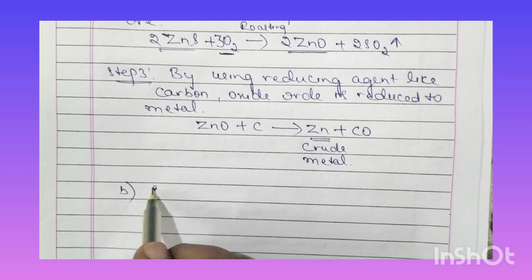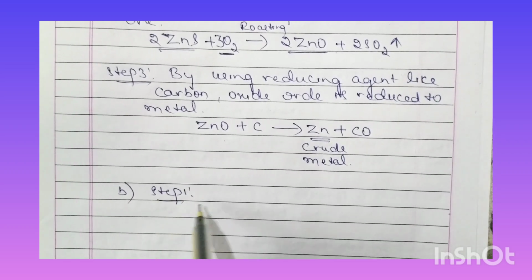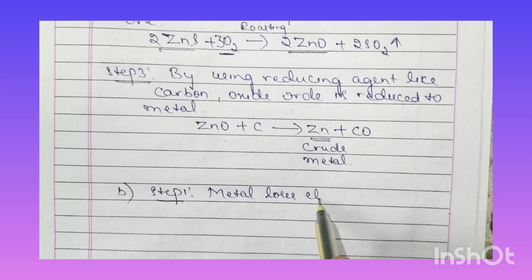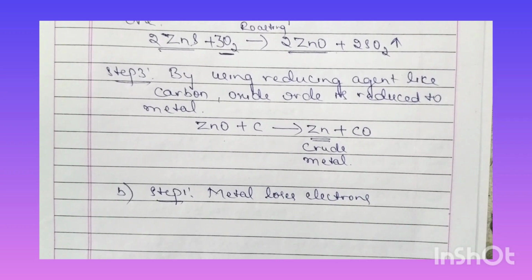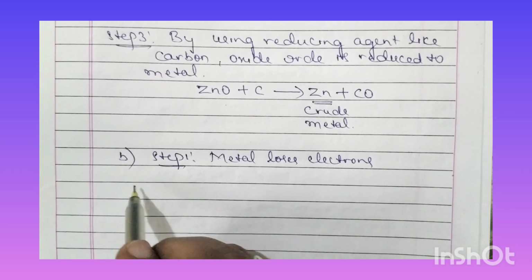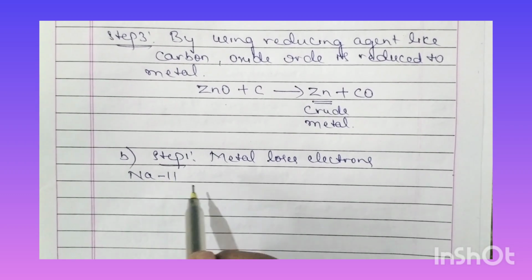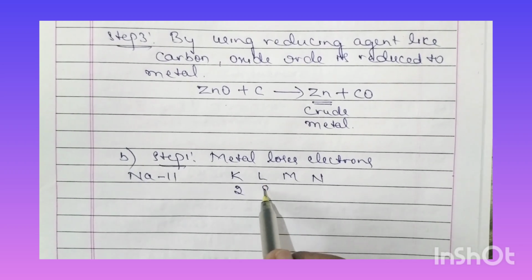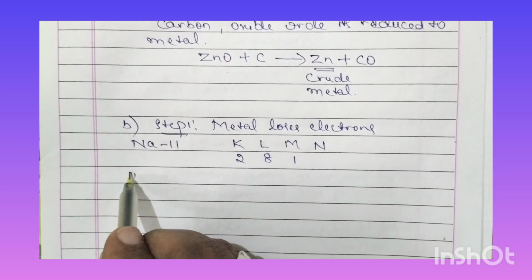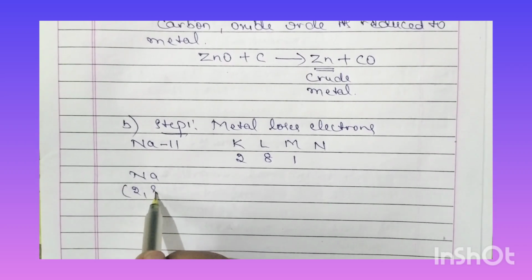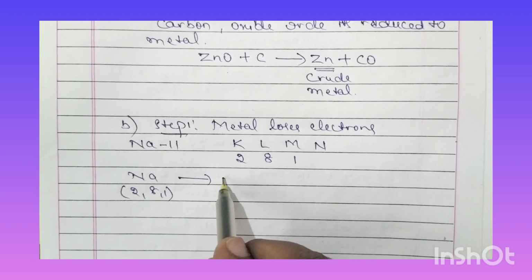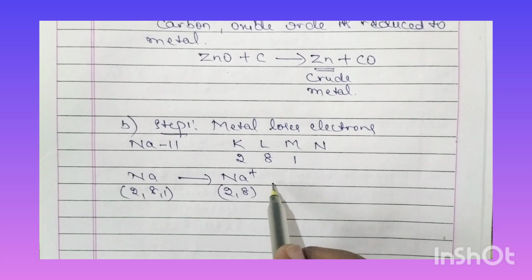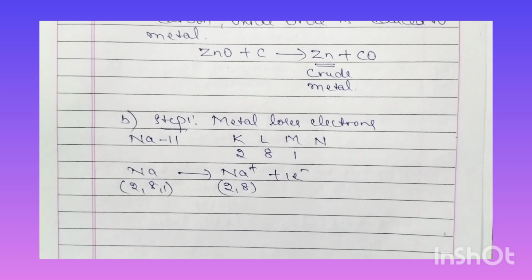Question B, step number 1. Metal loses electrons. Here sodium is a metal with atomic number 11. Electrons can be distributed as 2, 8, 1. Sodium atom having 2, 8, 1, by losing one electron, will become sodium ion. This is step number 1.